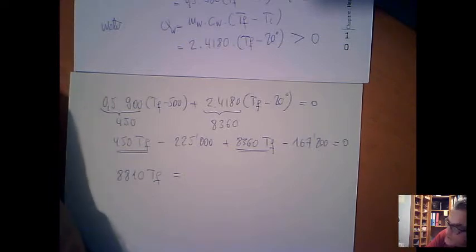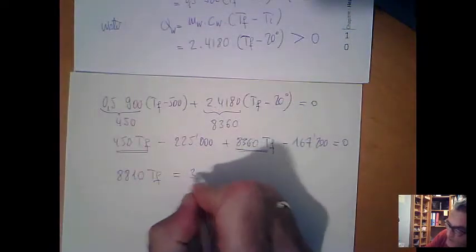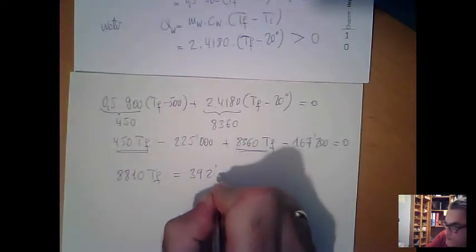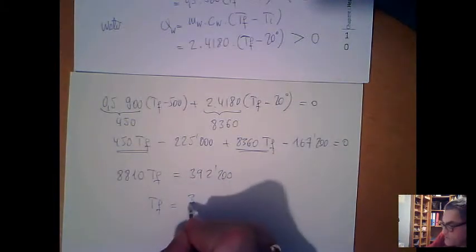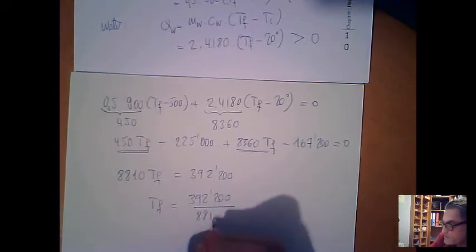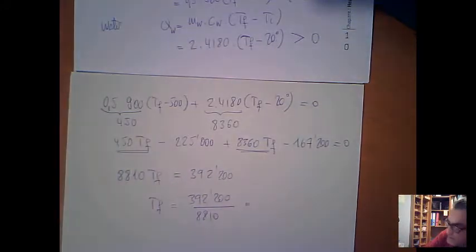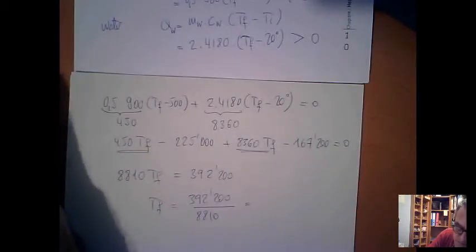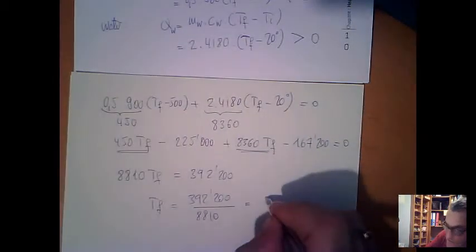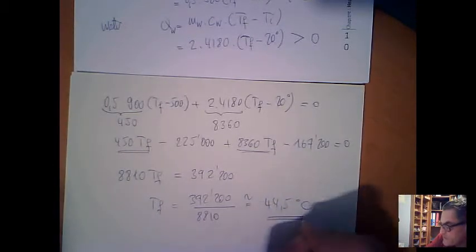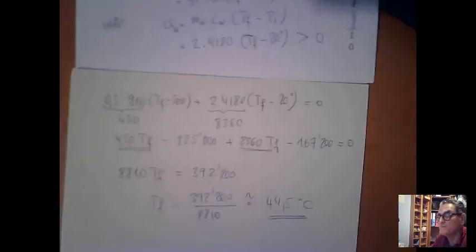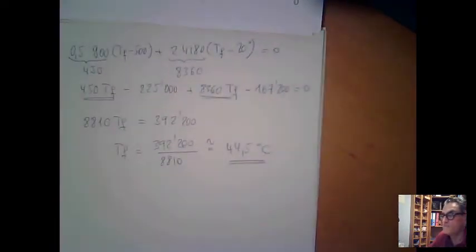So 225,000 plus 167,200, and that's 392,200. And so finally our TF is going to be 392,200 divided by 8,810, which gives me 44.5 degrees. Aha! Do you think that's possible?